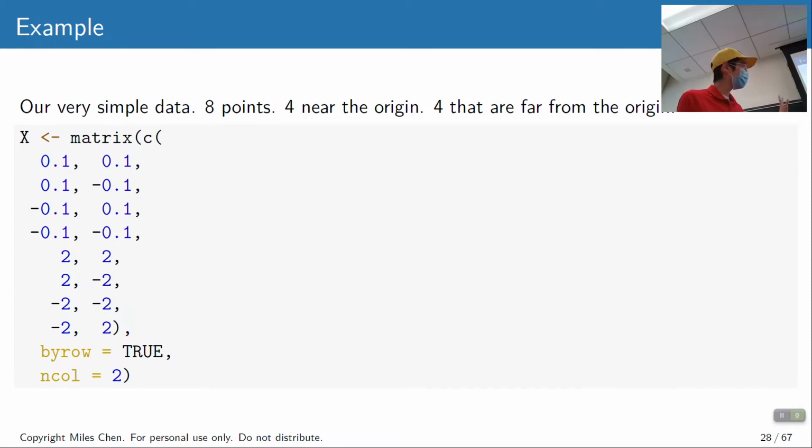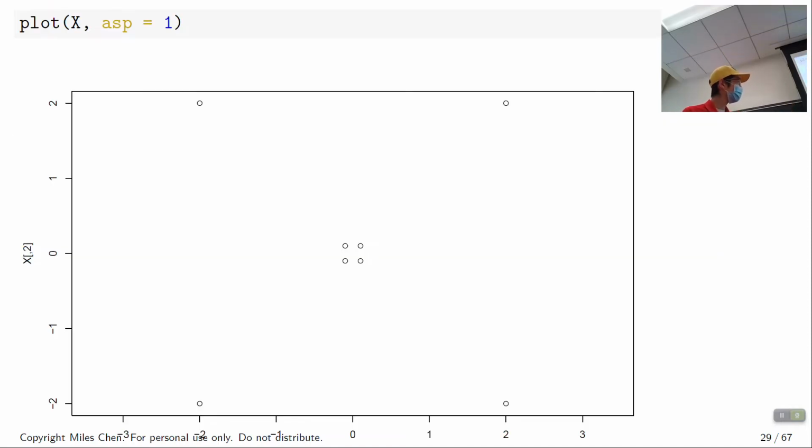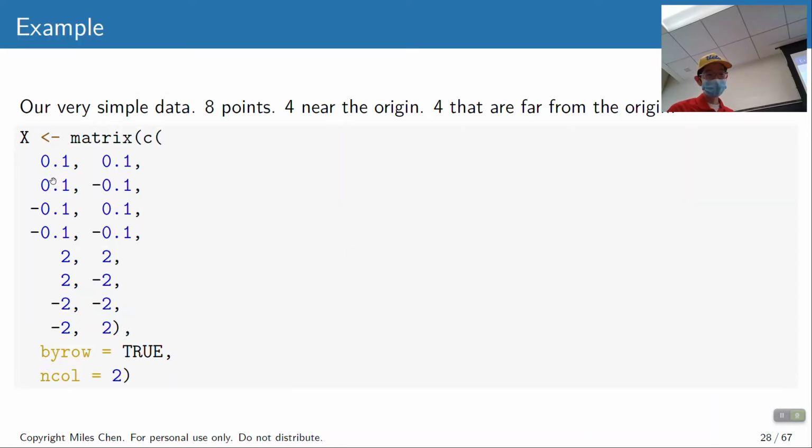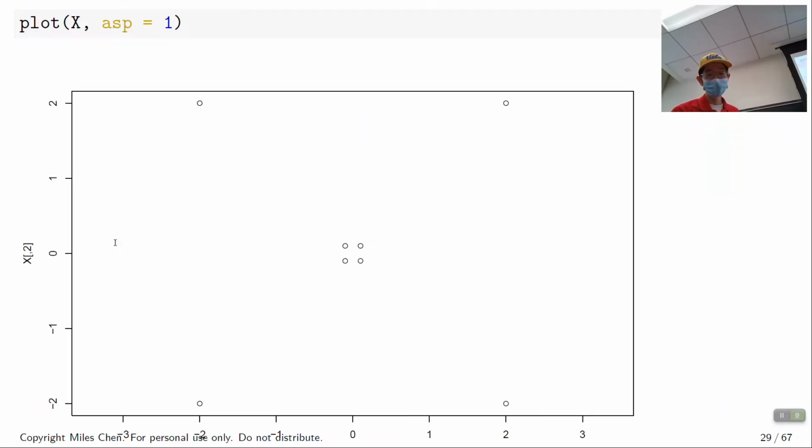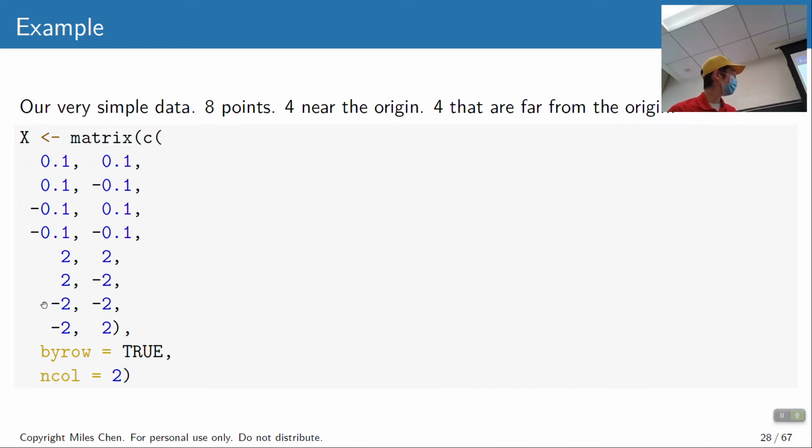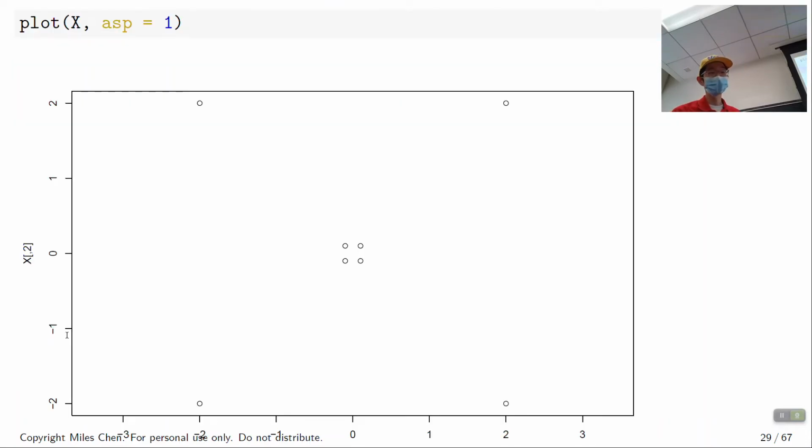Okay, so toy data set. These are my coordinates. I've got 4 points here: 0.1, 0.1; 0.1, negative 0.1; negative 0.1, 0.1; negative 0.1, negative 0.1. These are the 4 points right here. And then I've got 2, 2; 2, minus 2; minus 2, minus 2; and minus 2, 2, which are the 4 points outside.